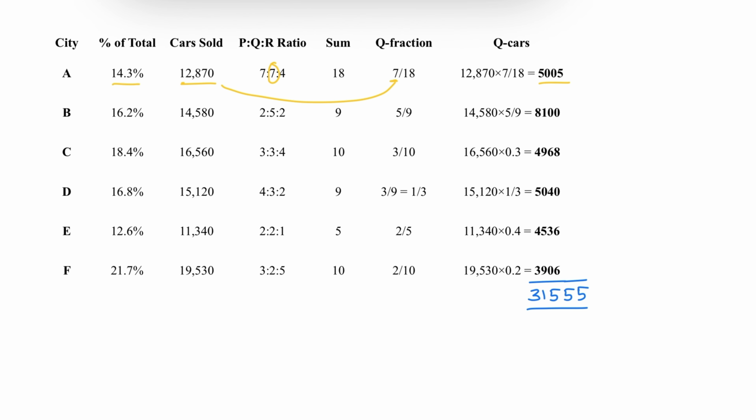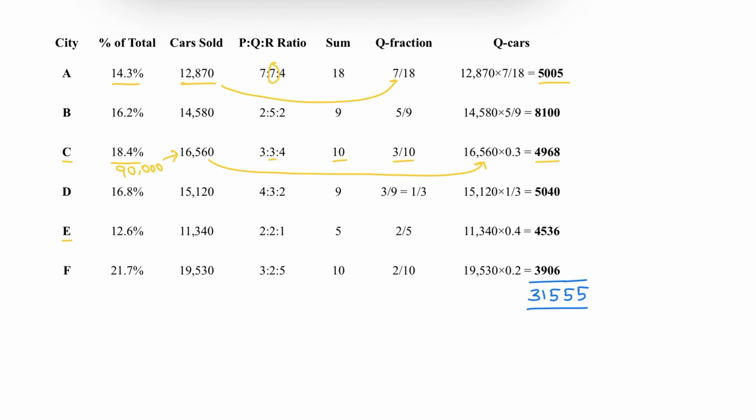Similarly, let us take city C. The percentage of cars sold is 18.4%. 18.4% out of 90,000 is 16,560. Q proportion we need to find. So 3 by total. Total sum is 10. 3 by 10. 16,560 into 0.3. It results 4,968 cars.